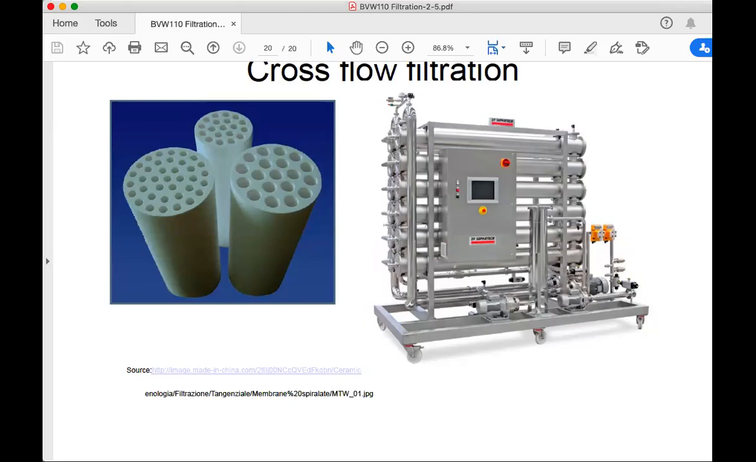So with filtration, what we're aiming to do, at the end of the process, is have a wine that looks like we want it to look in bottle, because the bottling process won't change that any further.